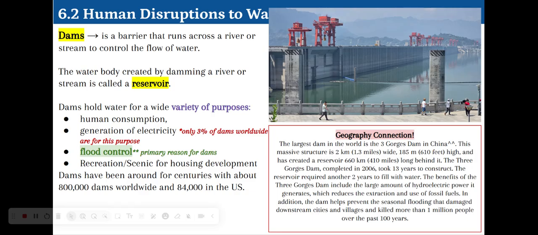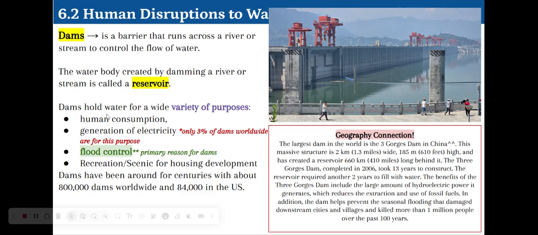A dam, this should be familiar. A dam is a barrier that runs across a river or a stream to control the flow of water. Water will still flow through it, it's just not as fast or as rapid. And the body of water created by damming a river or stream is called a reservoir.